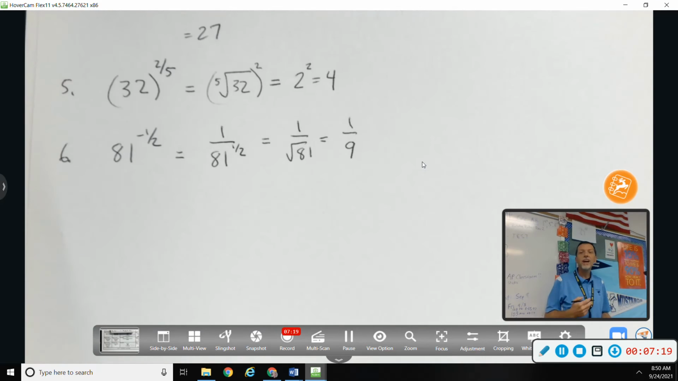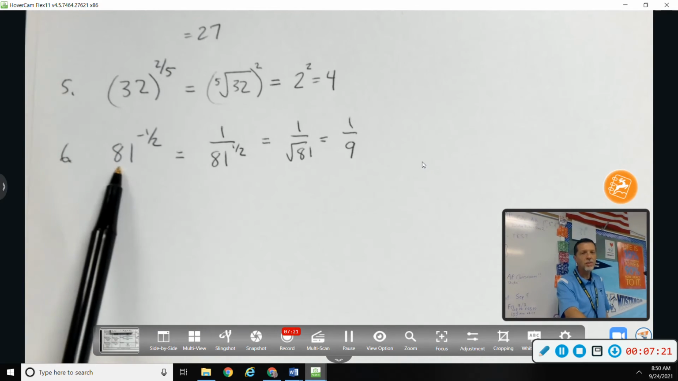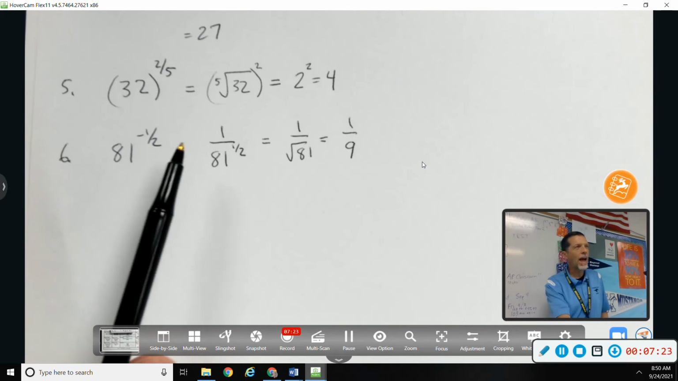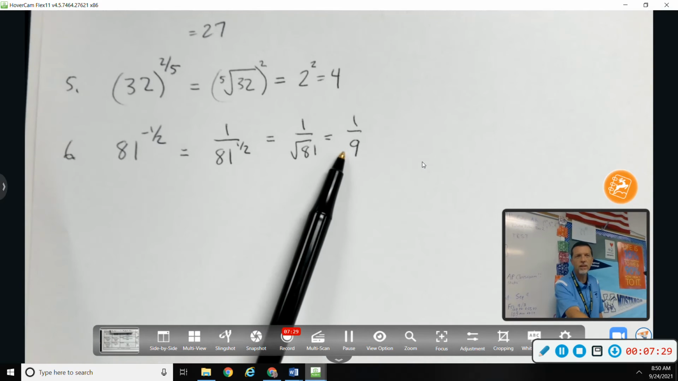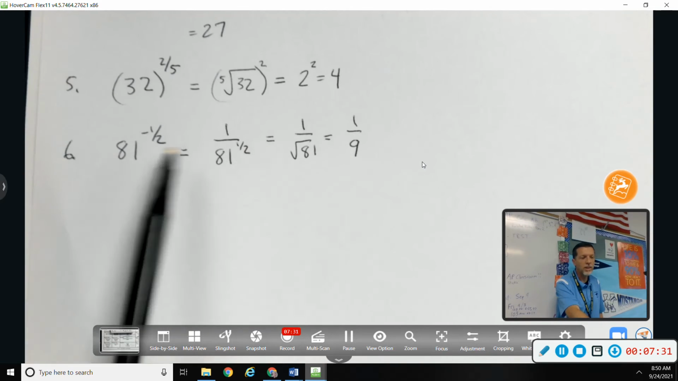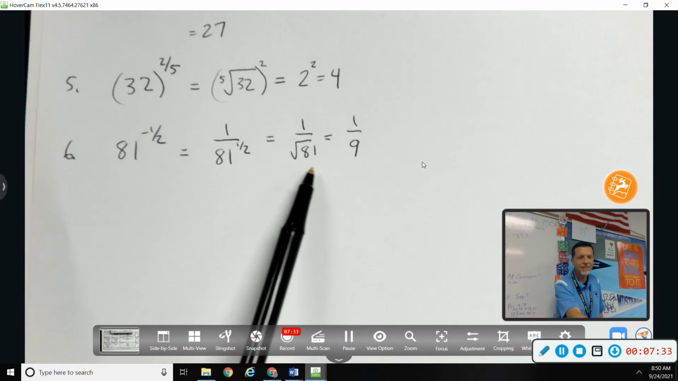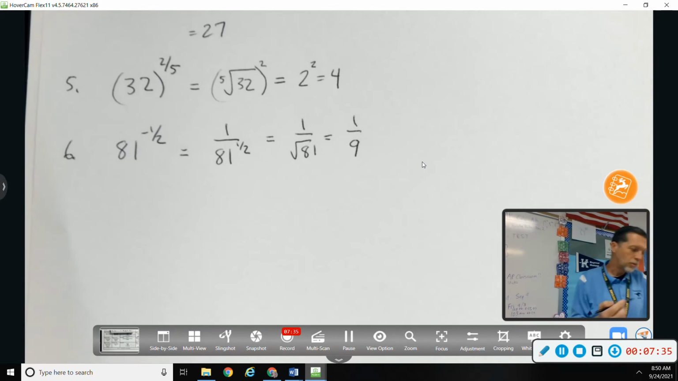And yes, after you've done a bunch of these, some of you are going to look at 81 to the negative 1/2 and say, okay, flip it over, take the square root of 81, 1/9, and jump straight to the answer. And that's okay. Be careful, the more complicated they get, the less likely you are to do that successfully.